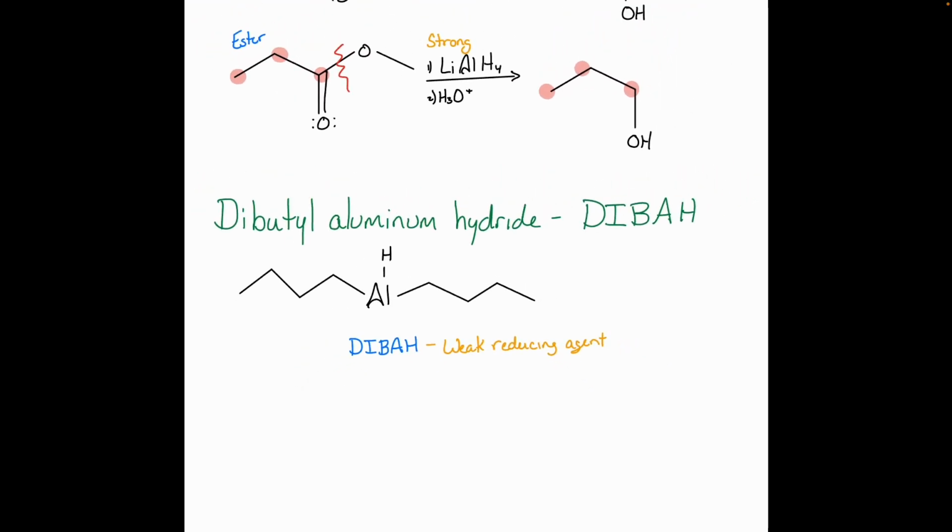So if I started out with that same ester, and instead of hitting it with that strong reducing agent, I hit it with this weak reducing agent, the DIBA, it will reduce it once by cleaving off that oxygen. But it doesn't reduce that carbonyl group, so instead I get an aldehyde.